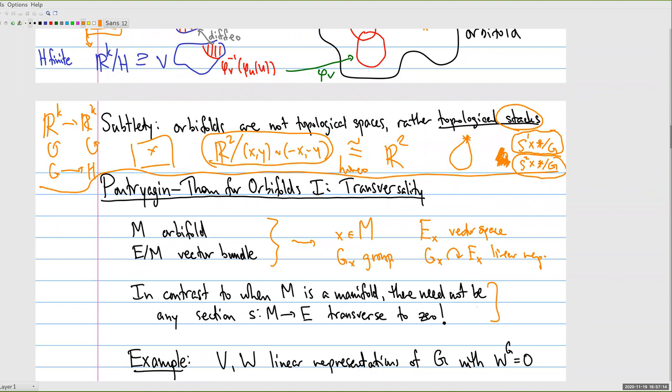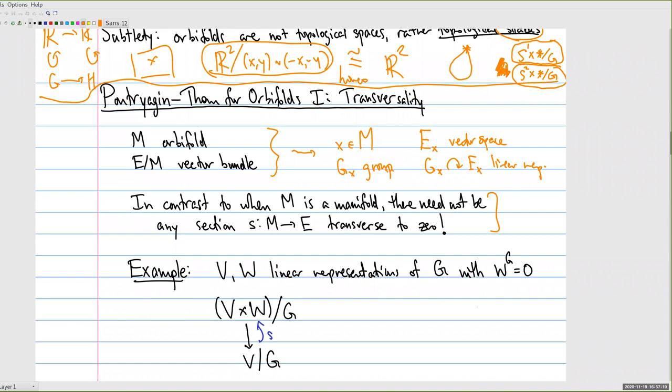Let's take any two linear representations of G, and let's use the first one, V. So V modulo G is our orbifold, this is M. And E will be some version of the trivial vector bundle W, where we take into account the representation of G. At the point zero in V mod G, the fiber of this vector bundle is W with the G action.